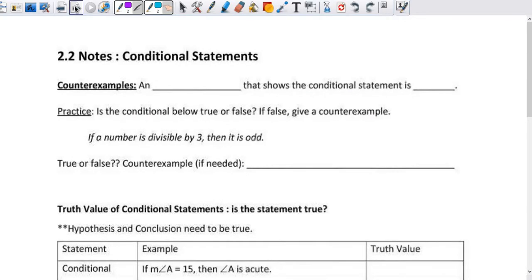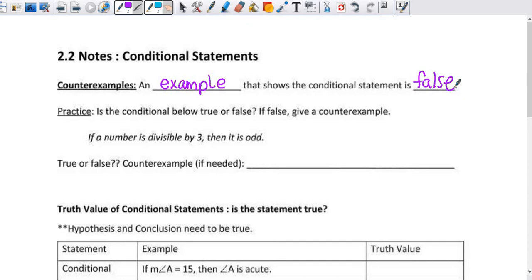All right, we also have counterexamples. A counterexample is an example that shows the conditional statement is false. So we are going to try to prove a statement wrong. Let's practice. Is the conditional below true or false? If false, give a counterexample. That's how you'll see a lot of these problems.